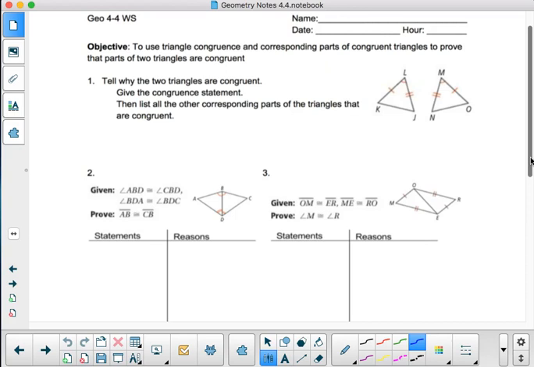And I've got triangle KLJ congruent to triangle OMN. Now, this is true because of side angle side congruence. Now, they also ask to list all the other corresponding parts of the triangles that are congruent.